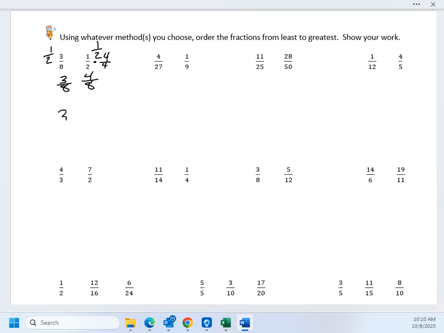So when I'm going to put them in order, I'm going to use my original fractions. And I know that 3/8 is smaller than 1/2. So I'm going to put the least to the greatest, 3/8 to 1/2. Does that make sense? So doing it with just two fractions is a little bit easier.